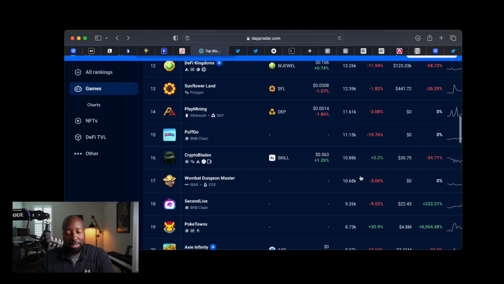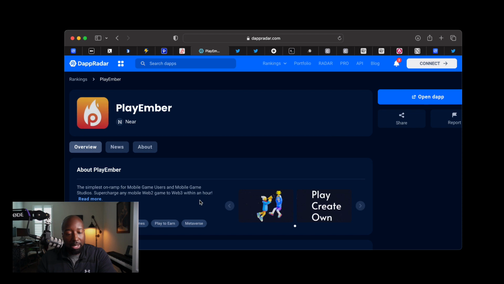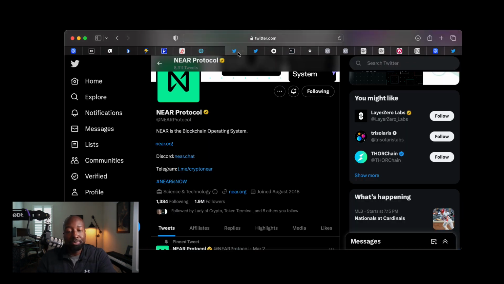But let's take a look at this game that Nier offers, Play Ember. And basically, it's pretty cool. It's a mobile game that helps you on-ramp from Web 2 gaming to Web 3 gaming. So I could see a use case for this in the future, especially if gaming takes off in the next 2 years. So something to keep an eye on. Actually, a decent project to keep an eye on. We'll see what happens with that.